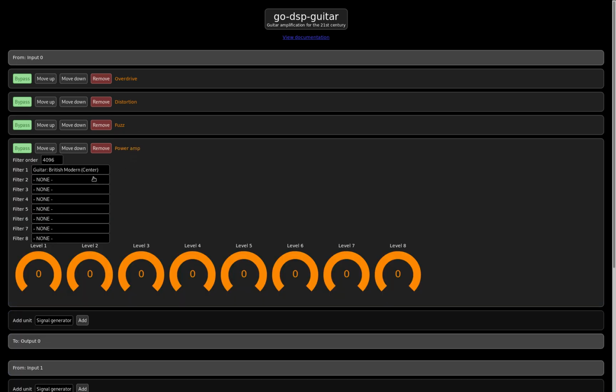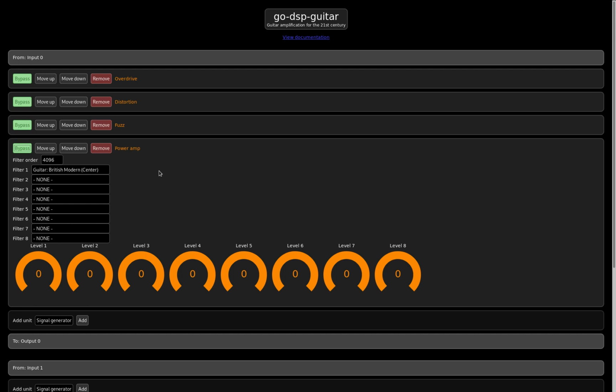And I have configured the power amplifier simulation to simulate a British power amplifier with a relatively high filter order of 4096. So I will enable the power amplifier simulation, or let's just put it all in bypass mode, and I will show you how the clean guitar signal sounds.